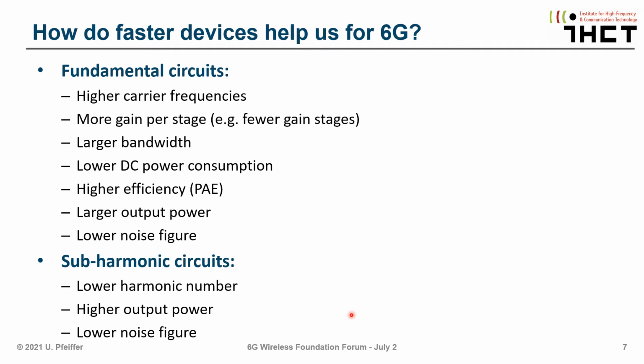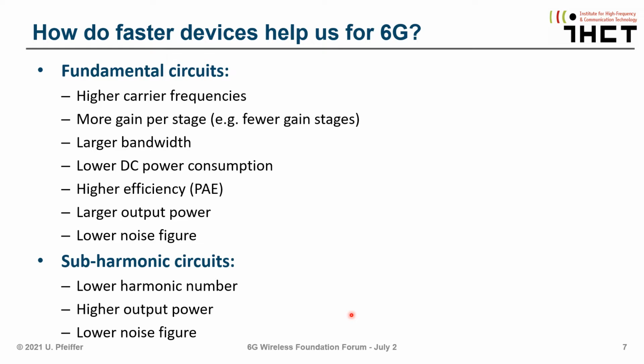So how do faster devices help us for 6G? You can first take a look at fundamentally operated circuits, where you can actually move to higher carrier frequencies if you have a faster underlying transistor technology available. You can also have more gain per stage, which means you can get away with fewer gain stages in amplifier design. You can also trade performance for larger bandwidth, which helps you, of course, for high data rate throughput. You can also use the faster devices to bias them at a quite lower current density, and therefore you can improve power consumption, which in turn also improves the efficiency. So you can get to higher power efficiency of your amplifier and your overall circuitry.